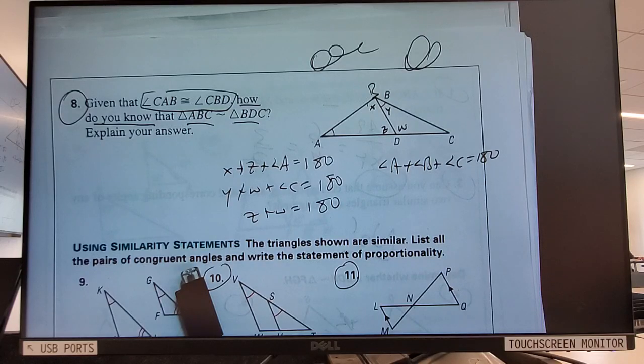But then we went, what the heck? I don't have to be told all three, because if they tell me two, then the last one's got to be the same too. Okay. And then we kind of went from there and we said, okay, what if they only give us one angle? What else do they have to tell us? If they only give me one angle between two triangles that is congruent, what else specifically do I need to know?